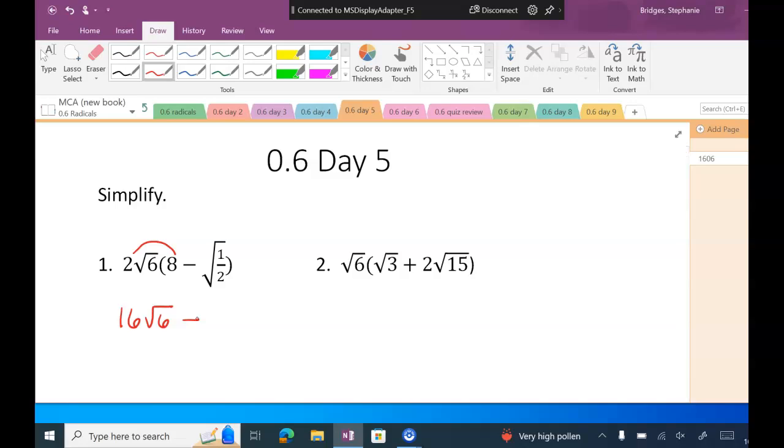And then we're going to multiply 2 square roots of 6 times the square root of 1/2. Again, the numbers that are under the radical get multiplied together. That 2 is going to stay in the front. It doesn't have anything to multiply by besides 1. And don't let the fraction scare you. If I multiply 6 times 1/2, what is 1/2 of 6? 3. So the square root of 6 times the square root of 1/2 turns into the square root of 3.